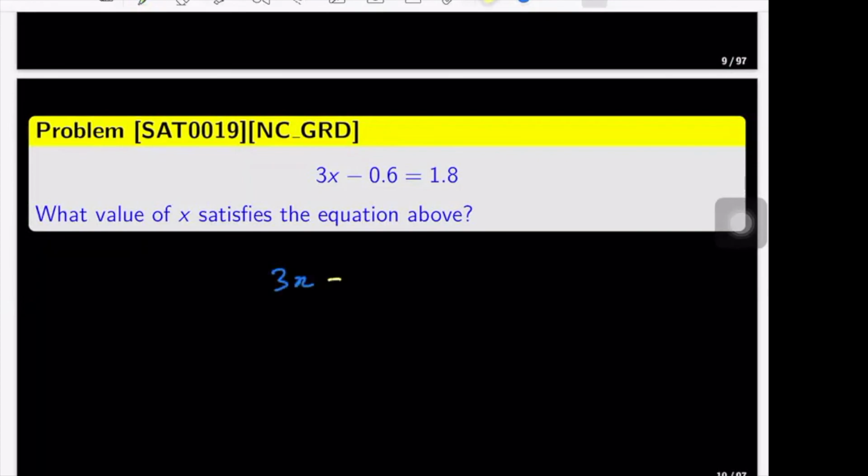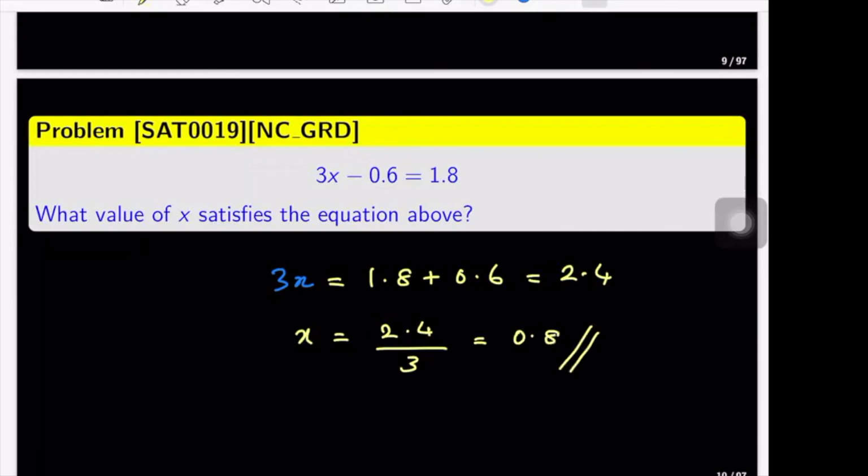3x is equal to 1.8 plus 0.6, which is 2.4. So your x becomes 2.4 divided by 3. It becomes 0.8. Cool.